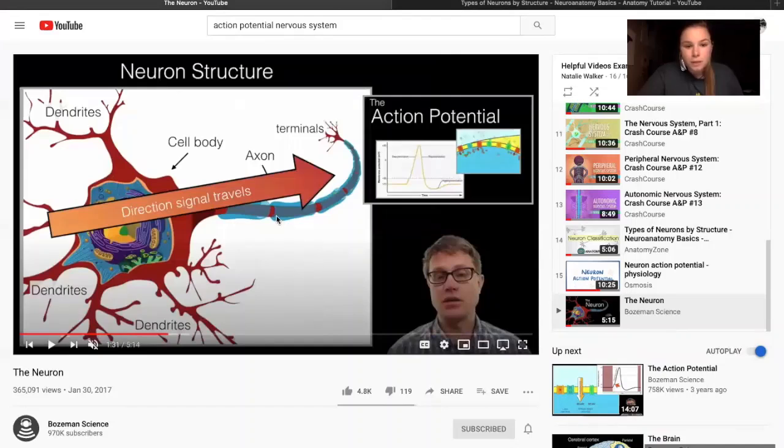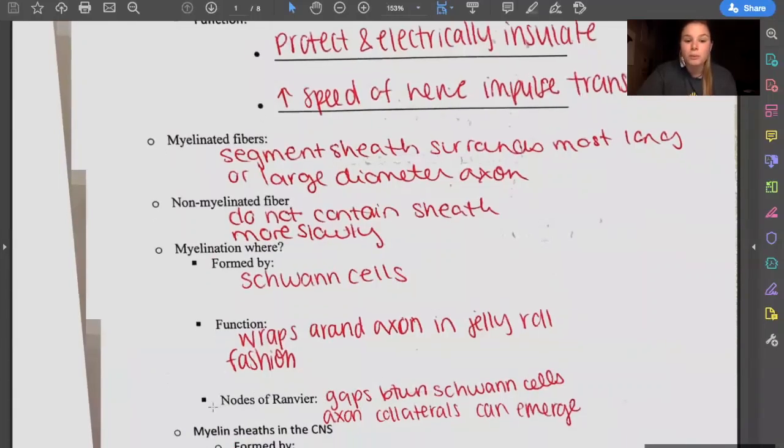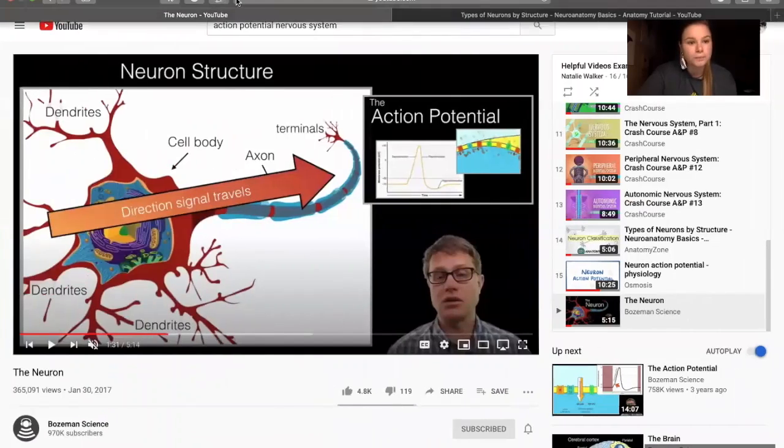Okay, so these little blue pieces are the myelin sheaths. Those are the wrappings of myelination formed by Schwann cells, which allows us to have an electrically insulated and protected fiber, and it also allows us to increase the speed of impulse. And then they form these nodes of Ranvier, the gaps between the Schwann cells, or those jelly roll things, which act as axon collaterals and can emerge and allow a faster conduction.